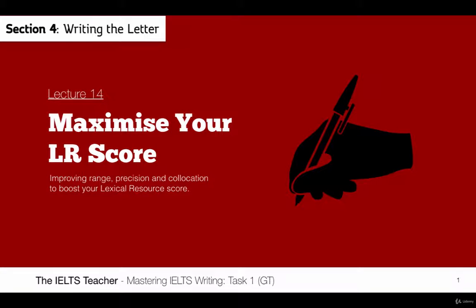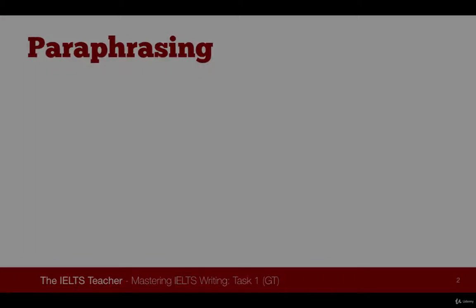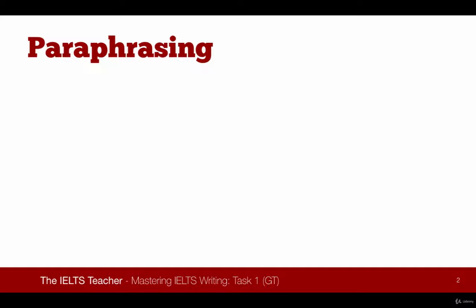With this final lecture of the section, we are going to have a look at what you can do to improve your lexical resource score in general, how to maximize it. So we'll be thinking about things like range, precision, and collocation. This is quite a long lecture after the previous three lectures really just looked at vocabulary and expressions that you can use across the different letter types. Here we'll be talking about vocabulary more generally and looking at different skills that we can employ to maximize our lexical resource score. So let's start by thinking about paraphrasing and about increasing your range of vocabulary, avoiding repetition.